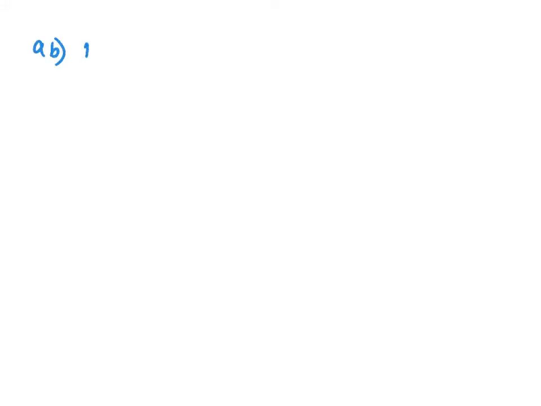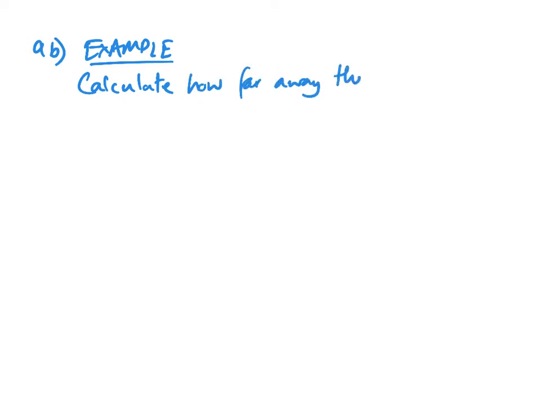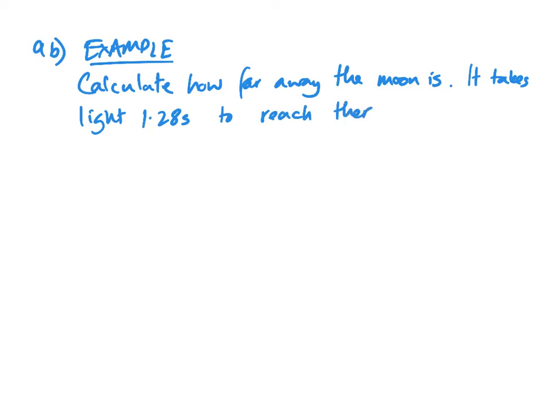This is some additional examples for learning outcome 9 involving the speed of light. So for example, calculate how far away the moon is when it takes light 1.28 seconds to reach there. So I'll go through the solution and then talk through it afterwards.